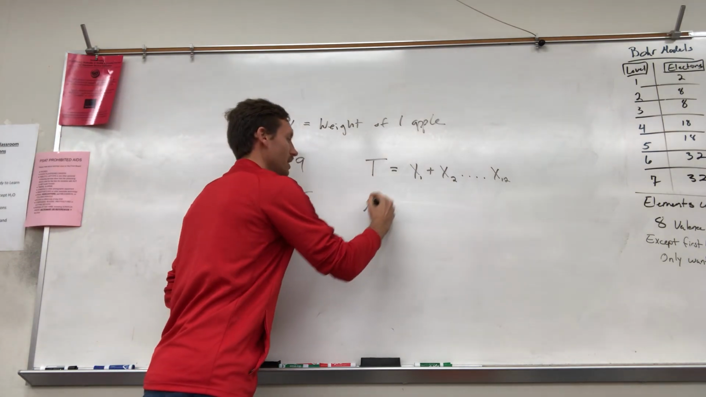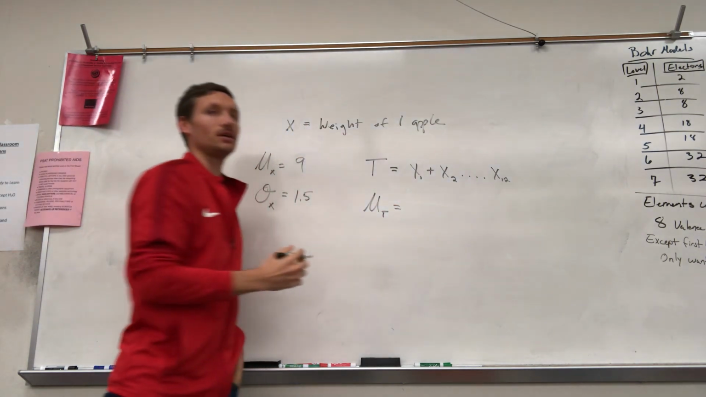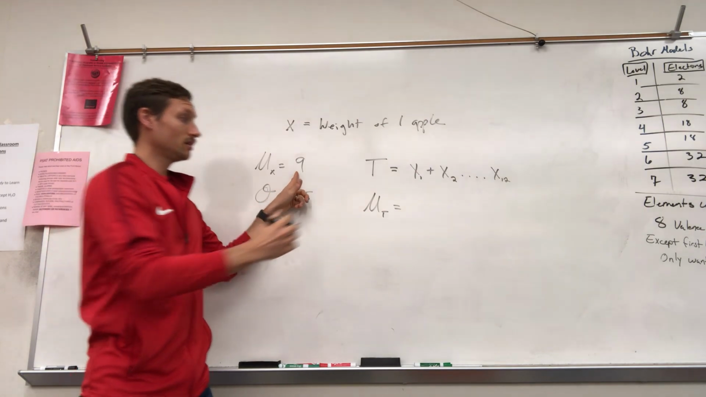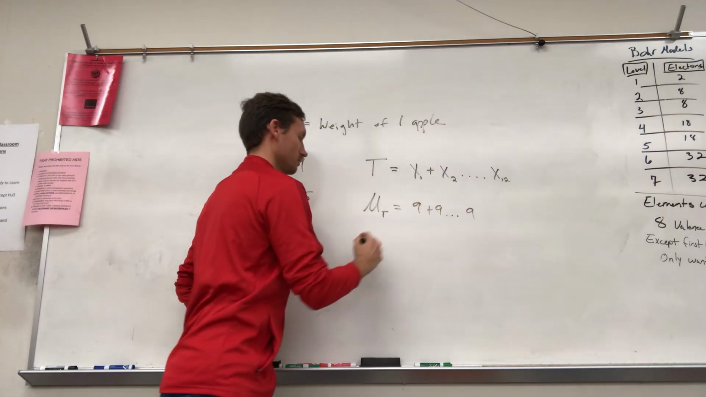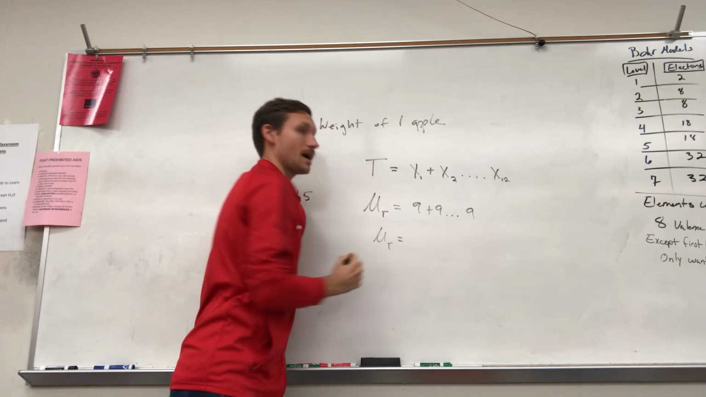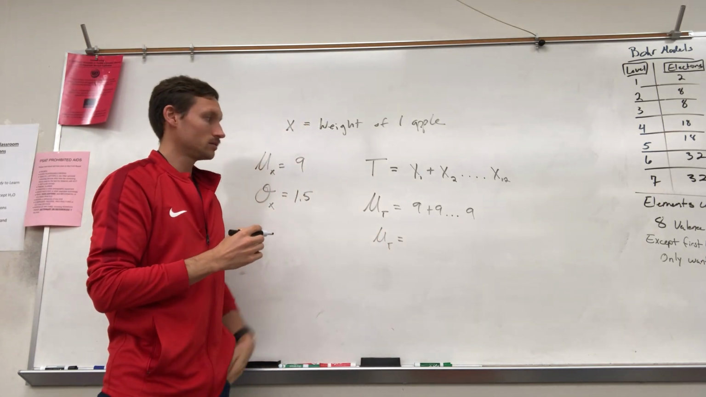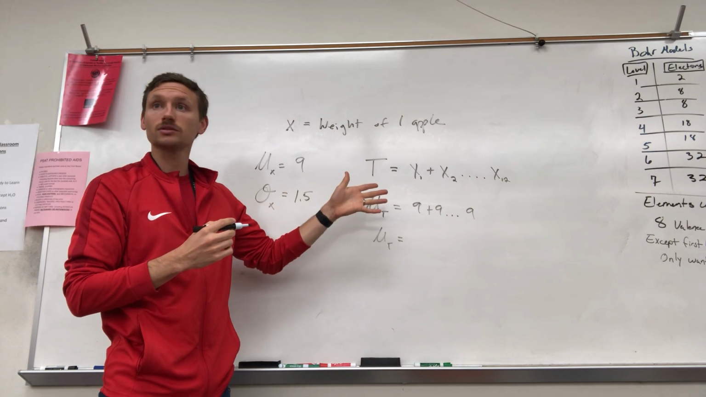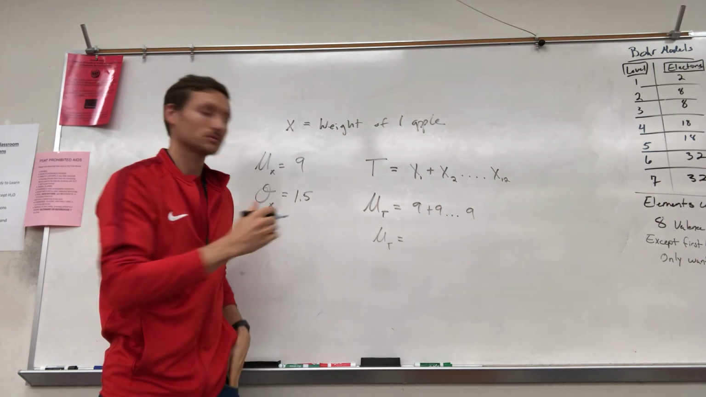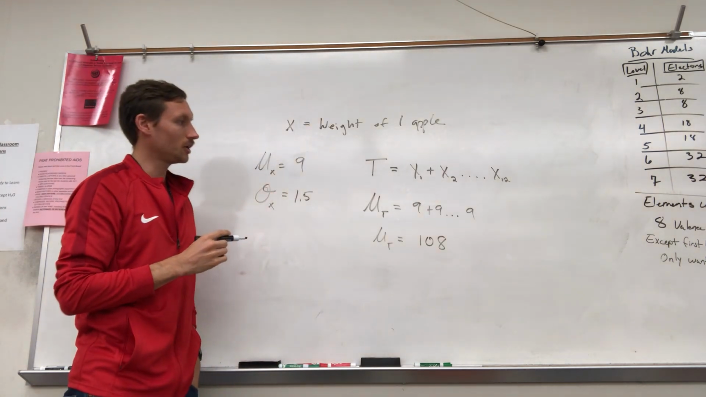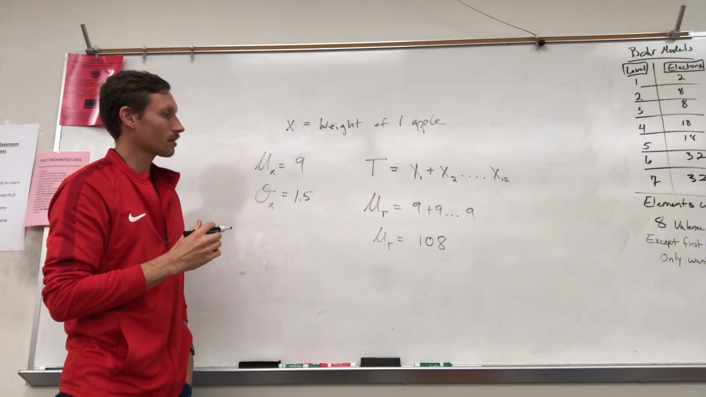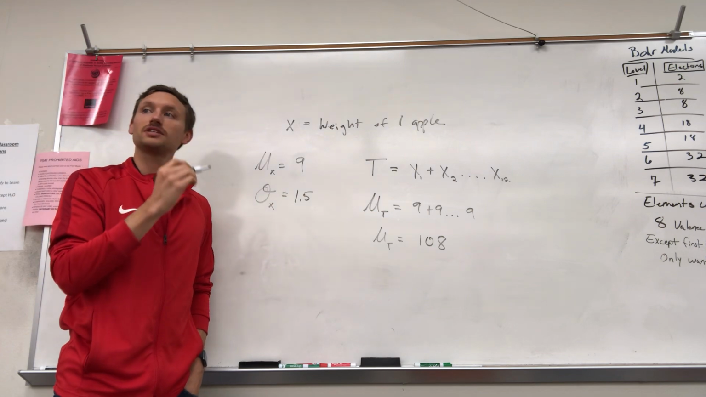So the expected value of T is going to be 9 plus 9, 12 times, right? We expect the bag of 12 apples to weigh 108 ounces. So the expected value of T is 108. Then we have to find the standard deviation.